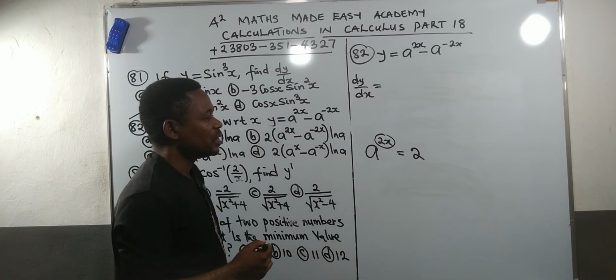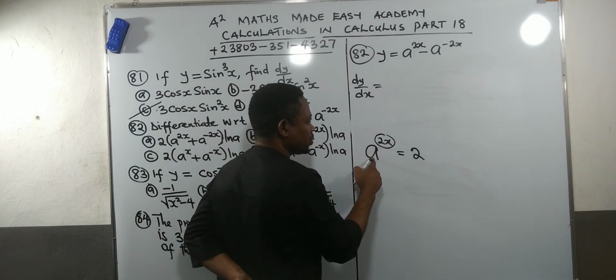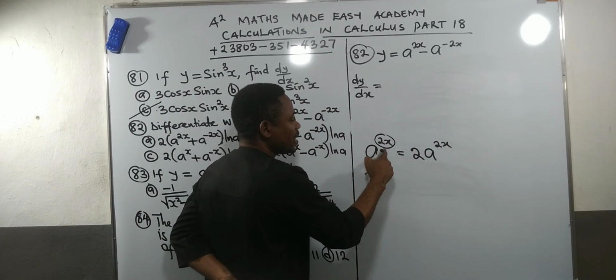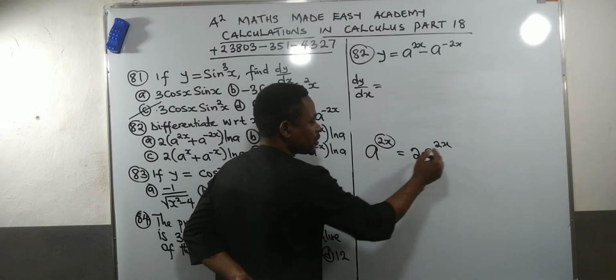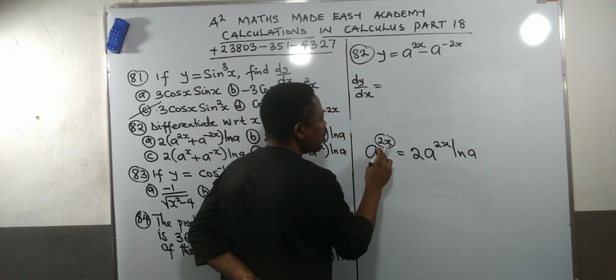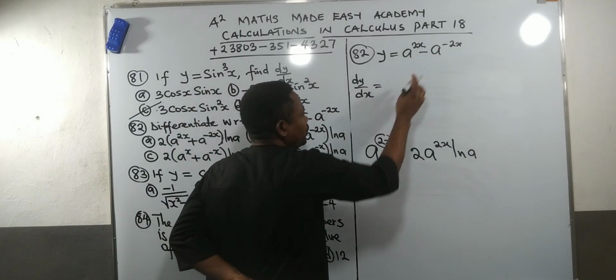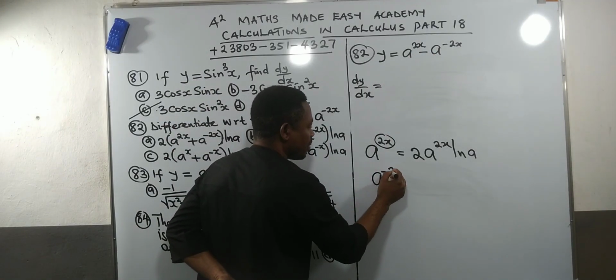Are you with me now? Now the next thing is to repeat the question. The question is a raised to power 2x. Are you with me now? Then finally take the ln of the base. So I will now call it ln A. I'm done with the first one. That is all.